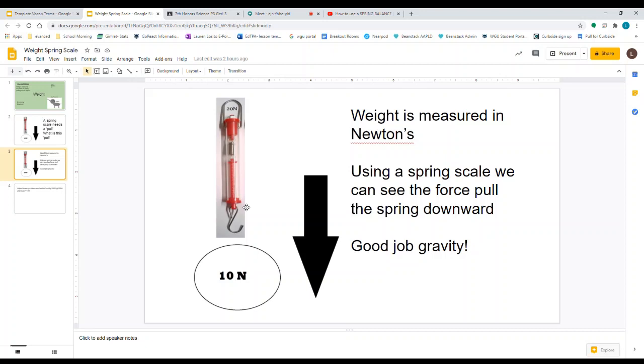Using the spring scale, we can see the force pull the spring downward. So this one up here, it says it can handle 20 newtons and our mass is 10 newtons. So if we put it on here, it pulls it halfway down. And then at the point that we can see it, we realize that it is a 10 Newton weight.